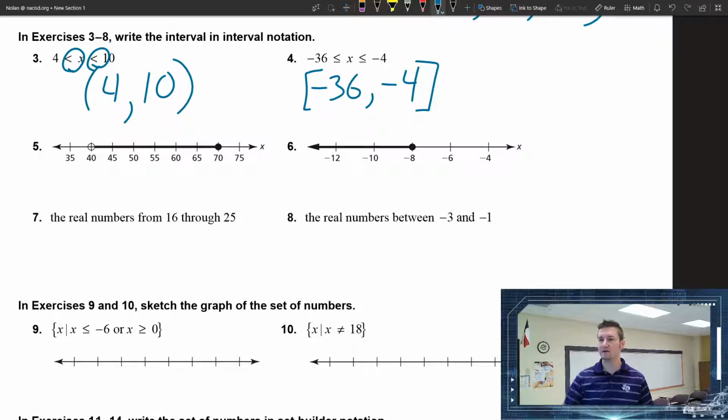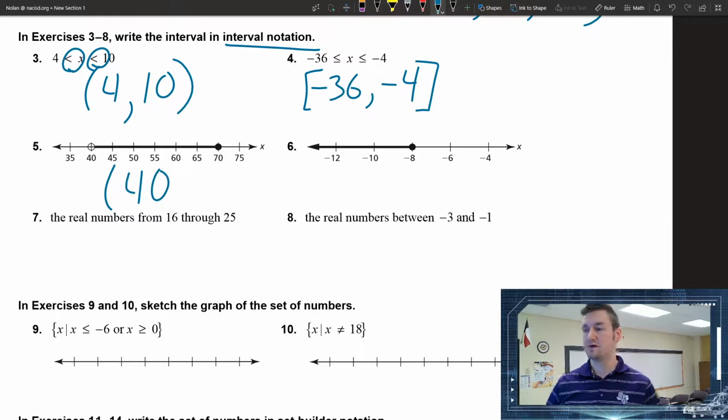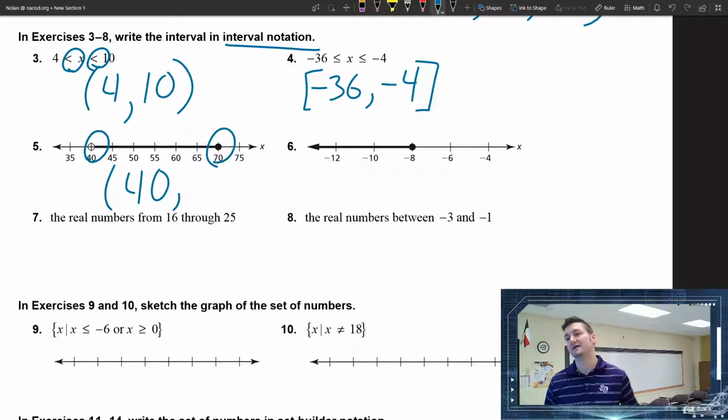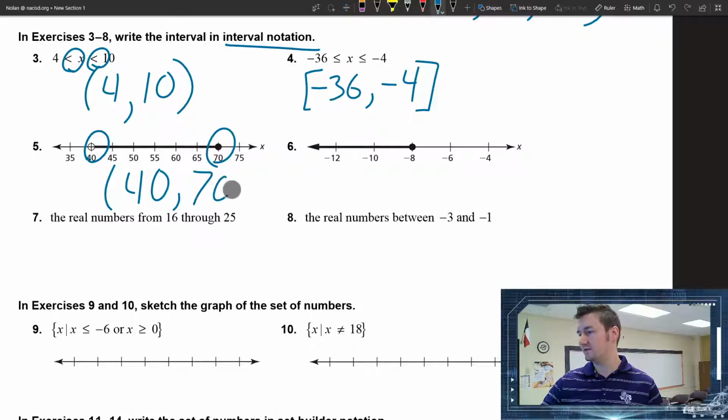Okay, moving on to number 5, we have this as a graph on a number line, but we're doing the same thing. We're still in interval notation here. We're going to start at 40. Notice I put a parenthesis because if it's hollowed out, that means it doesn't include the 40, so we use a parenthesis. But over here, we have a filled in circle. That means we are going to include the 70, so we'll put a bracket.